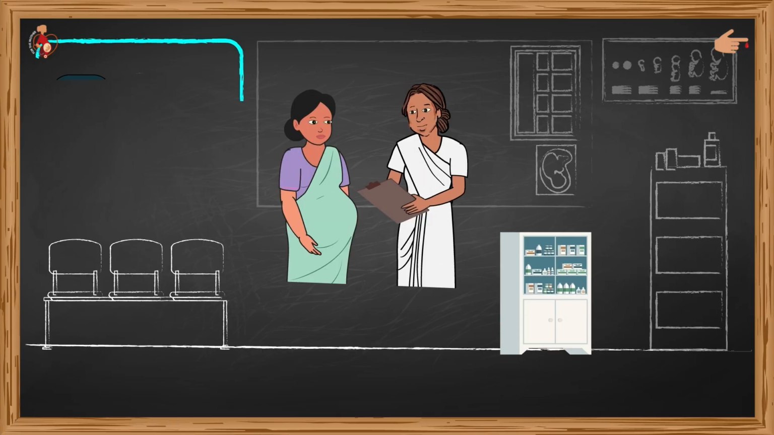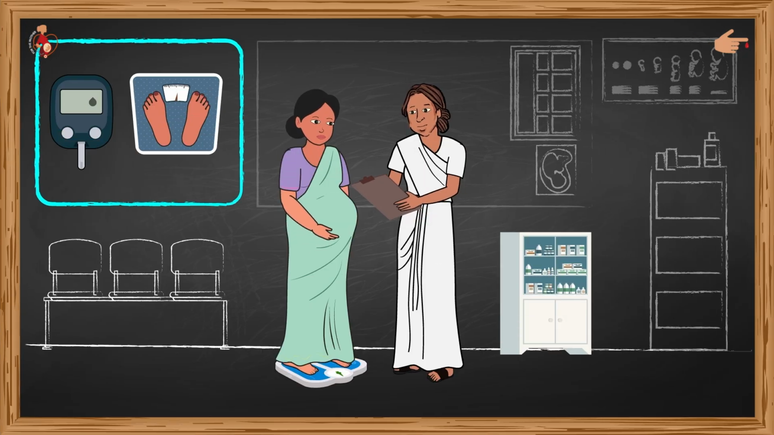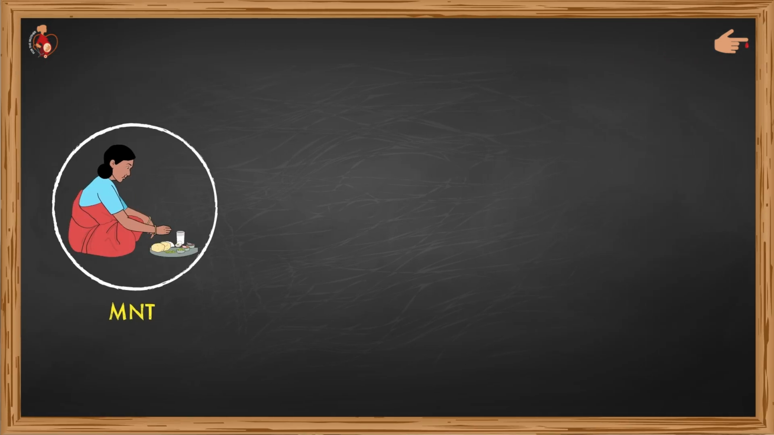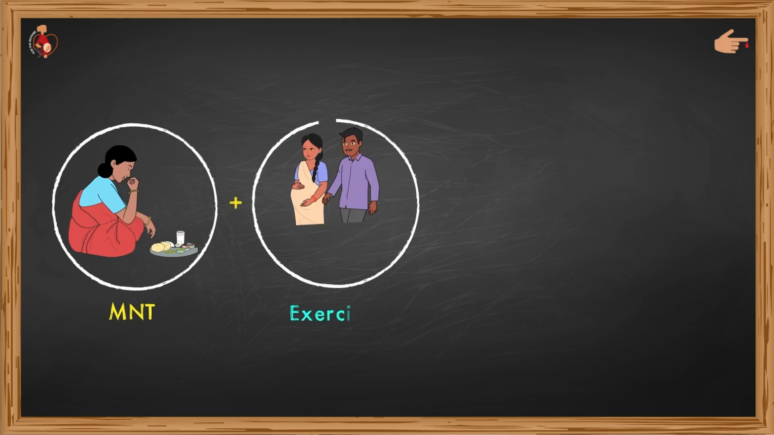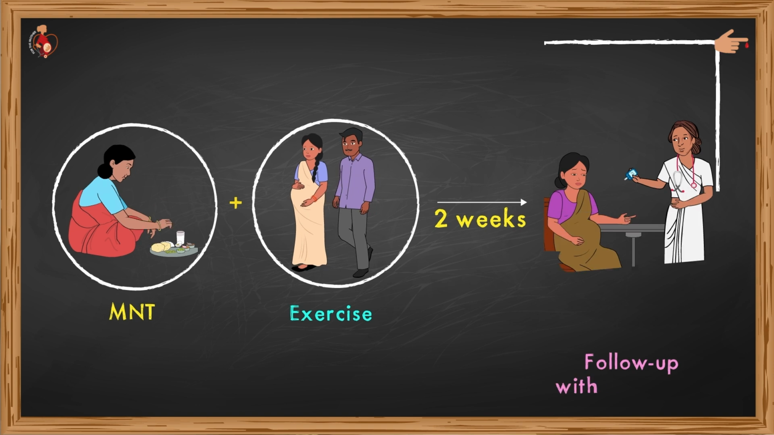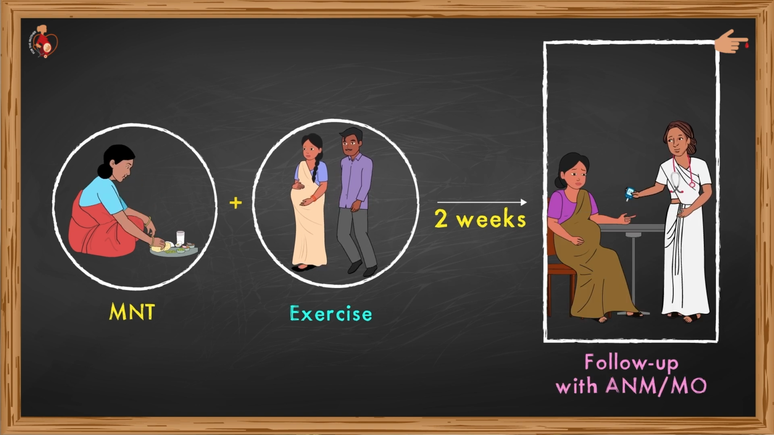The role of MNT and exercise is to give adequate nutrition to the lady, making sure the sugars are in the normal range, and also that the woman gains adequate weight as is needed in the pregnancy. Both of these, that includes the MNT and the exercise, can go on for 2 weeks, after which the pregnant lady needs to follow up with the ANM or the medical officer.